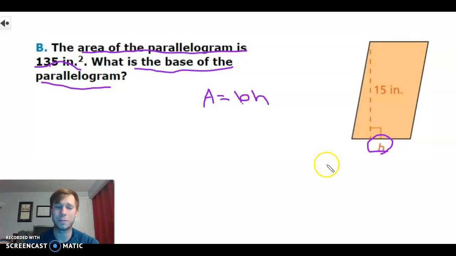Okay guys, to go about solving this, since we know the area and we're looking for the base, we're going to substitute in the value for area, which is 135 inches squared. We don't know the base, so we would have to write b multiplied by the height, which is 15.